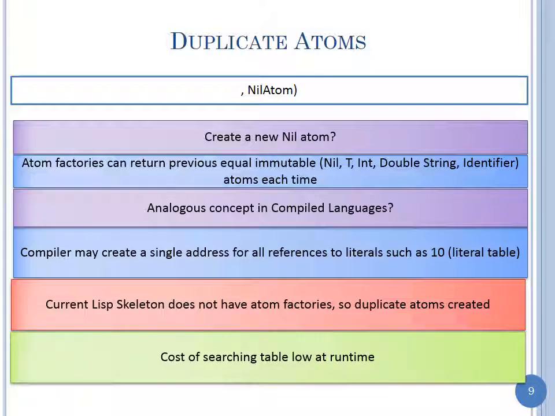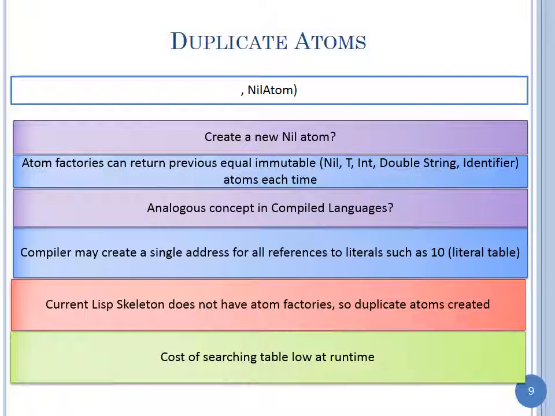So I'm not saying that this is always the perfect thing to do, but I do want to point out that there are things like literal tables in compiled languages, and the analogous thing here would be to create an atom table of some kind. Okay? In fact, since everything is immutable, you could even say that whenever I'm asked to construct 10 and 20, and that happens a lot, return the previous structure I created. Okay, you can even do that.